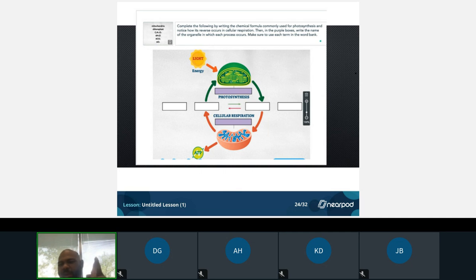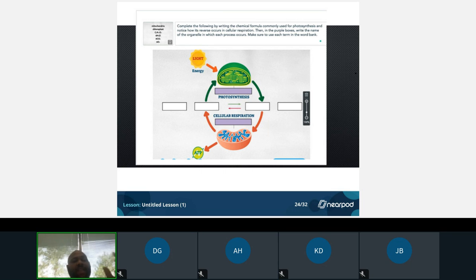Very good. Carbon dioxide, water, and sunlight. Those are the reactants for photosynthesis. What would be the products of the photosynthetic reaction? What are the things that come out of the photosynthesis? What things are produced, or the products? Glucose and oxygen. Very good.